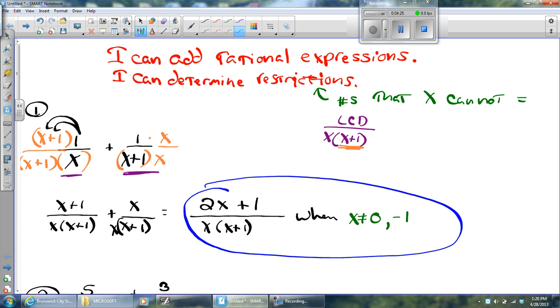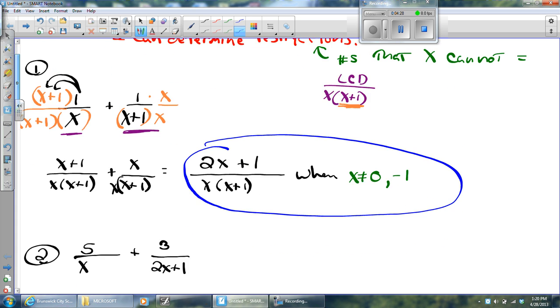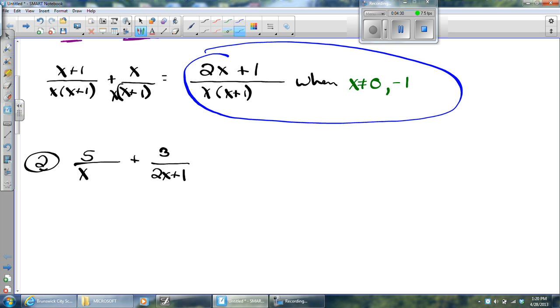Just like that. All right, let's look at the next problem. Okay, I'm going to go find my restrictions first, and it looks like x isn't going to be 0.